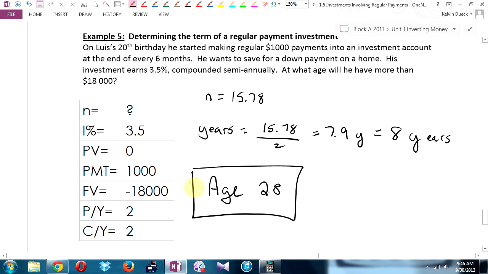Sorry, how did you get the age 28? What birthday? How many years? Too easy. I know. You were overcomplicating it.